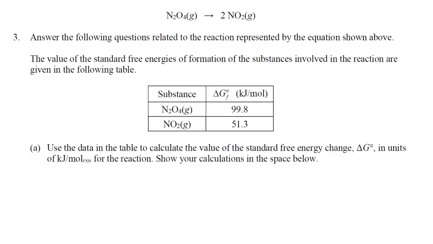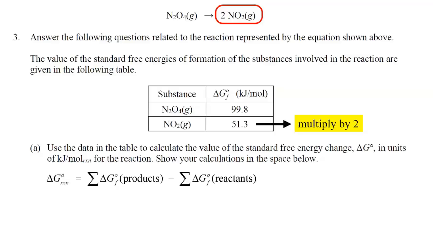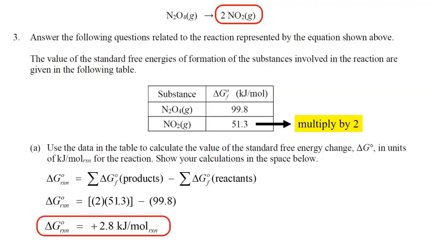So remember, just like I had mentioned in question 1 of this packet, don't forget to include the coefficients from the balanced chemical equation when you set up this calculation for products minus reactants. The number for nitrogen dioxide, or NO2, is 51.3, and we have to multiply that value by 2 because we see a coefficient of 2. So products minus reactants is 2 times the standard free energy of formation for NO2, minus the number for N2O4, the reactant, which is 99.8. When we do this math, we get a value of 2.8. So the answer is positive 2.8, and the units are kilojoules per mole of reaction.